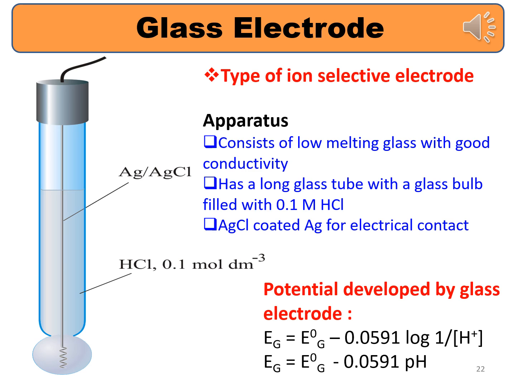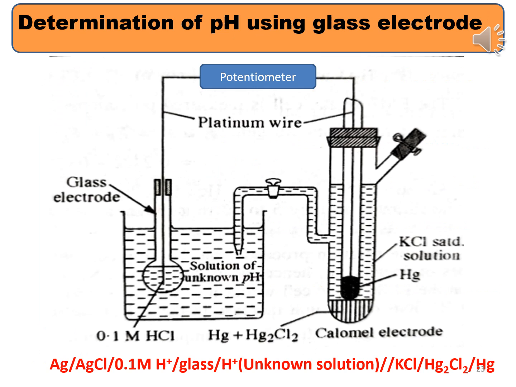Thus, the potential developed by the glass electrode, Eg, is equal to E0G minus 0.0591 pH, where E0G is a constant for a particular variety of glass. In order to find the pH of an unknown solution using a glass electrode, the glass electrode is dipped in the solution of unknown pH and is then coupled with the reference electrode, the saturated calomel electrode.